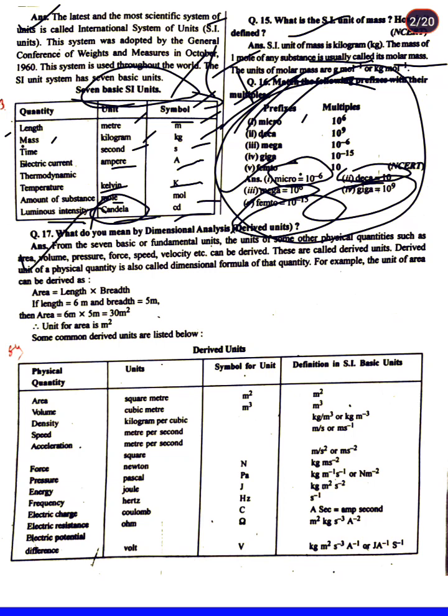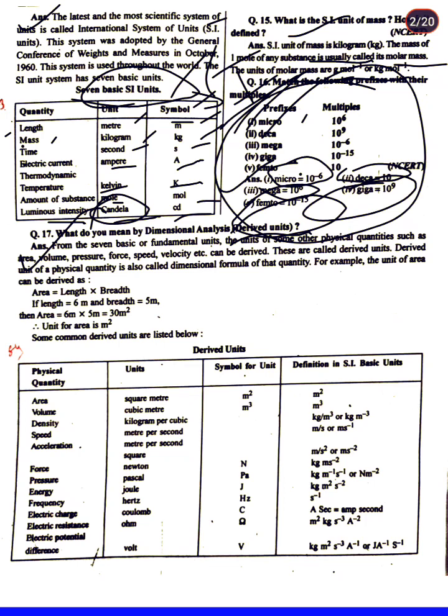Next topic is an important one, that is derived units. Now what are derived units? That is also called dimensional analysis. In dimensional analysis, whatever quantity we have can be written in detail form and will give the value of whole units.